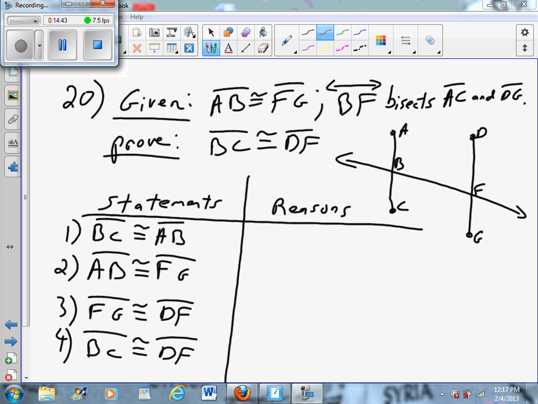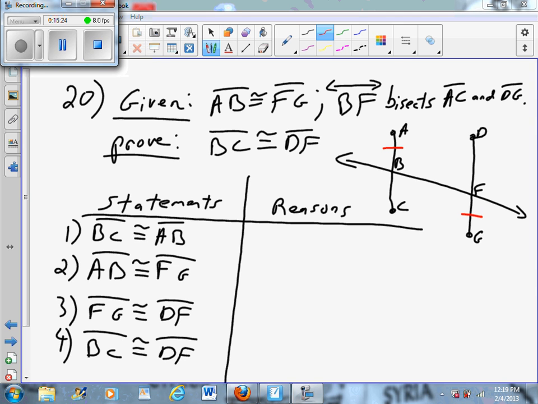Now, we're told AB is congruent to FG. We're told that, right? So we're given that information. We're also told that BF, the line right here, bisects AC and DG. We have to prove that BC is congruent to DF. Typically the last statement in any two-column proof is the statement that you're looking to prove: BC is congruent to DF.